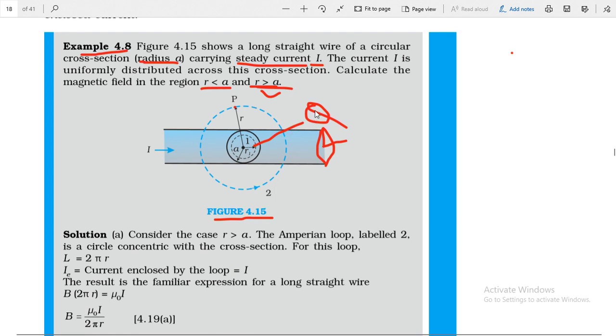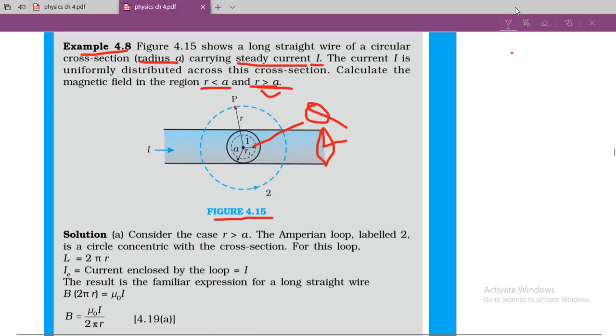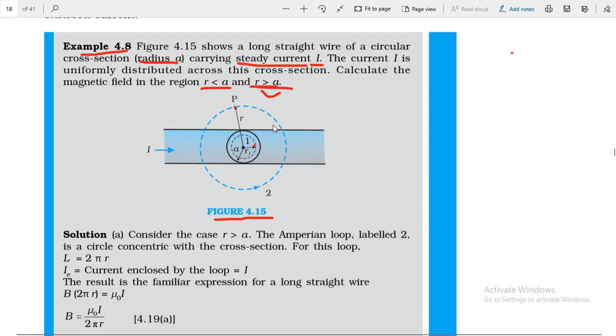I am going to erase these things because they cause some confusion. In the first case we will try to solve the problem for r1. So let's solve for this r1. Let's see the solution.